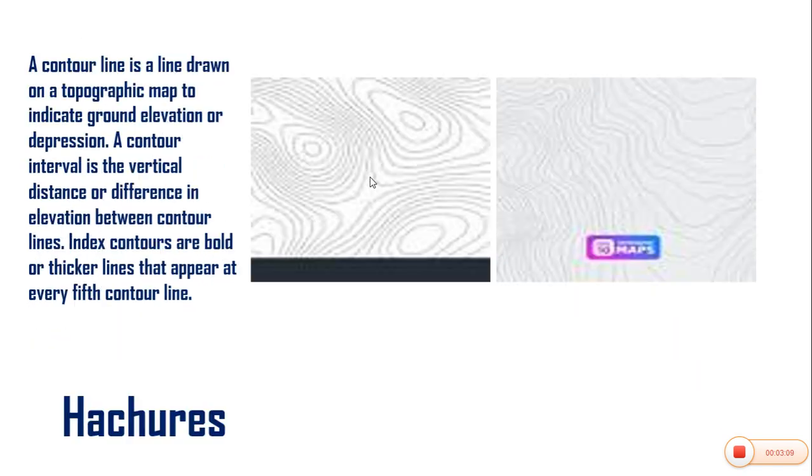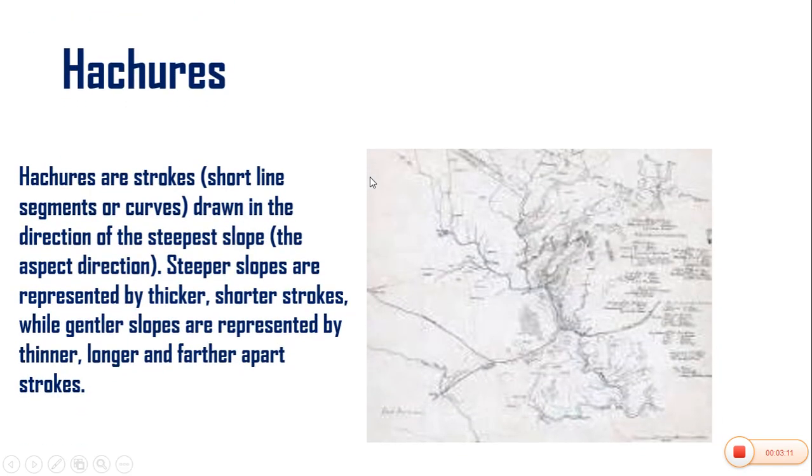Now let's look at another feature, hachures. Hachures are strokes drawn in the direction of the steepest slope. Steeper slopes are represented by thicker, shorter strokes, while gentler slopes are represented by thinner, longer, and further apart strokes. This is an example of hachures. If you look at the image closely, you see that some of these lines are short. Here we have short lines, and it shows that the slope here is steep.